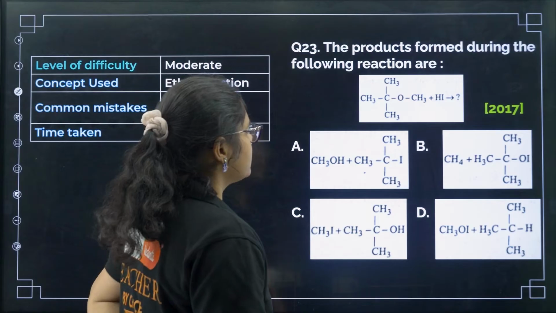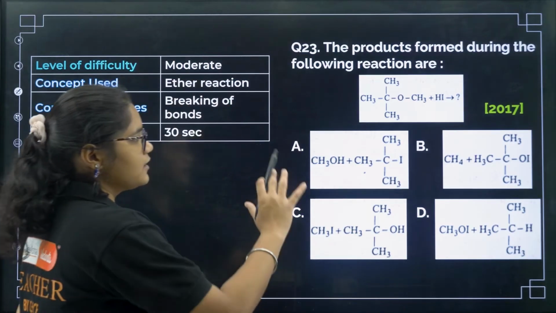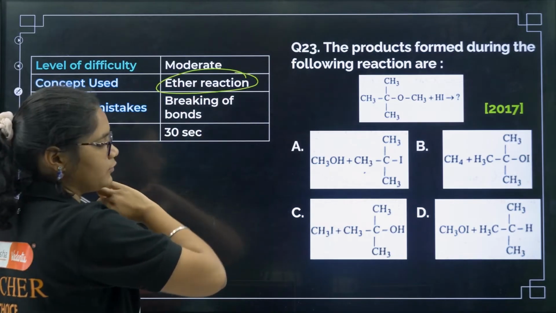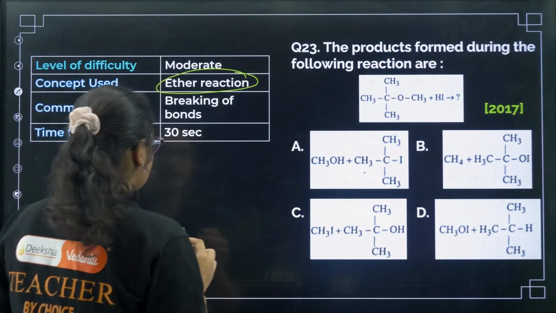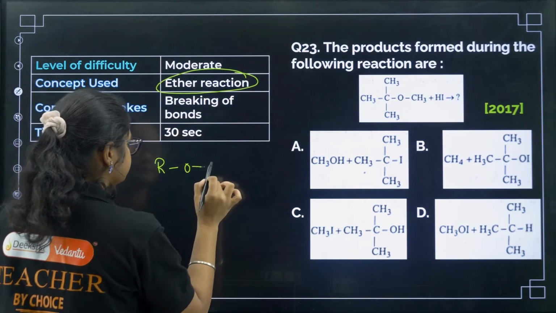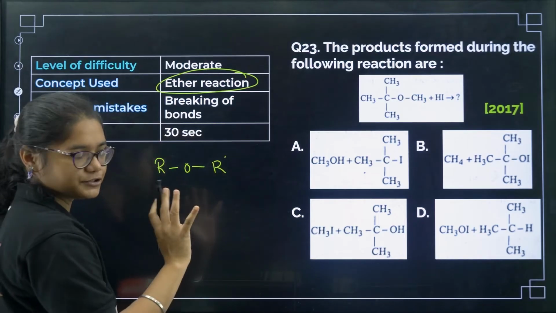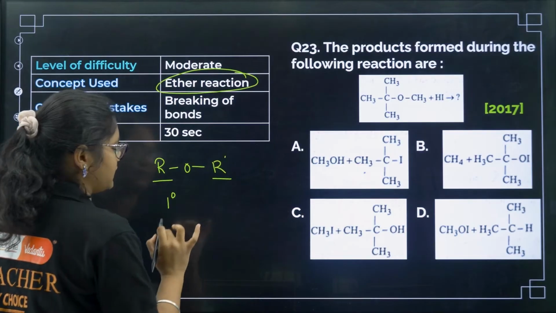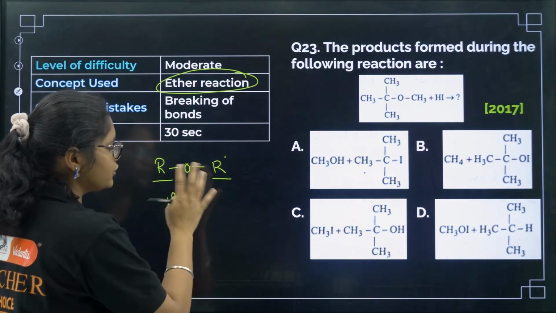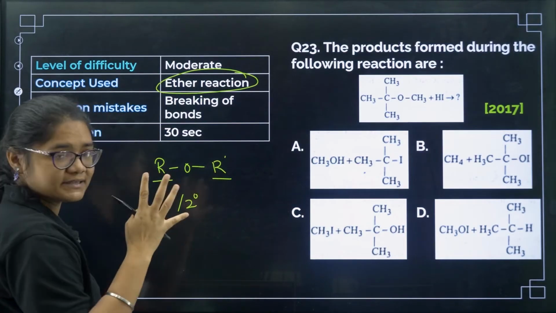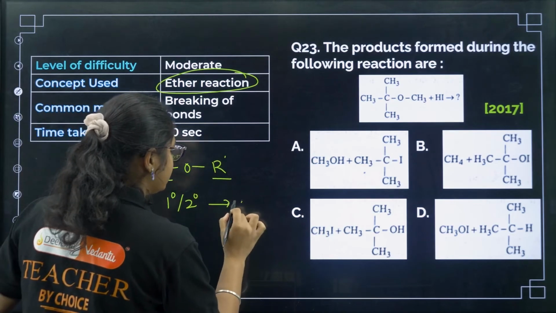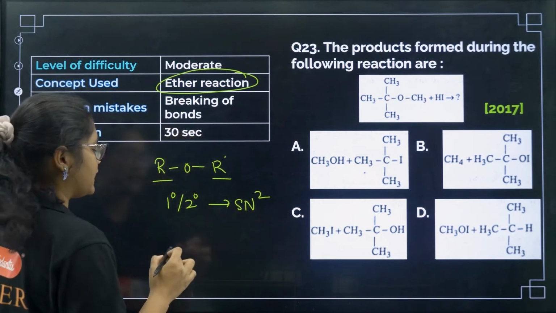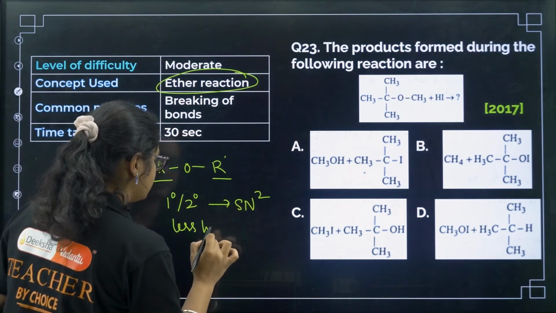Next question: the products formed during the following reaction. Again, this is cleavage of ethers, a very important topic for ethers as well. Here you remember we have R-O-R dash. If both the groups or any one of the groups is primary or secondary, one group primary, one group secondary, anything like this, then it follows the SN2 mechanism, and the nucleophile will attack on the less hindered site.